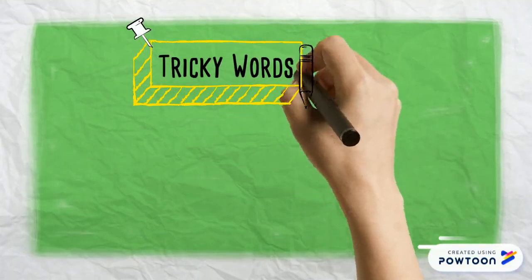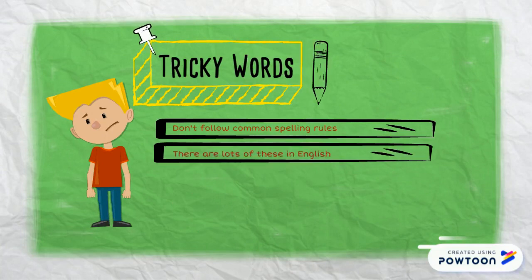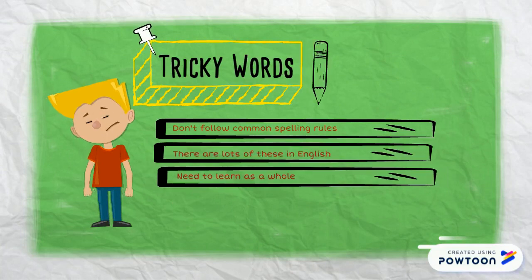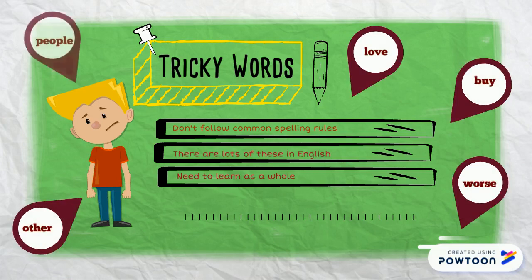Then we have tricky words. These are words that don't follow common spelling rules. There are a lot of these in English. Children can use some phonic knowledge to help decode these words, but will need to learn the word as a whole without sounding out each phoneme.